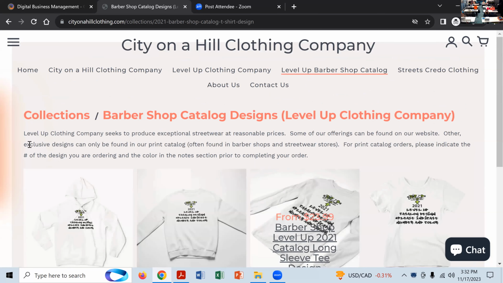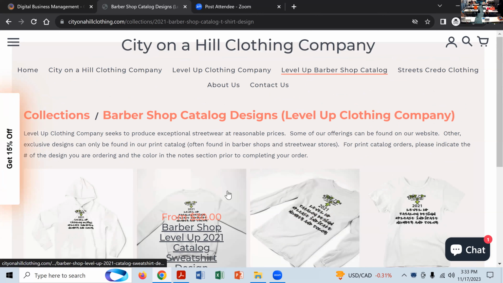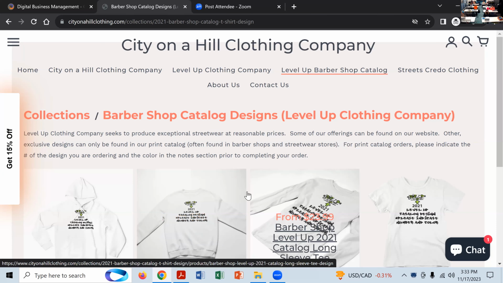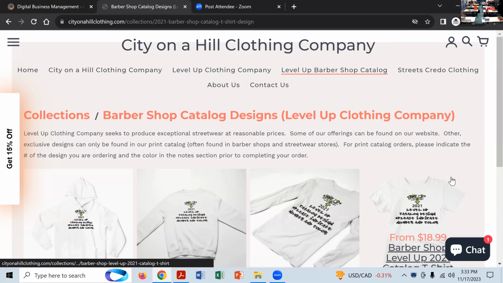And then here's one, okay. Level Up Clothing Company seeks to produce exceptional streetwear at reasonable prices. This is boring, right? Some of our offerings can be found on our website. Other exclusive designs can only be found in our print catalog. Blah, blah, blah. There's no personality here. There's no values. There's no connecting with the ideal client. So this page is a demonstration of what it's like to disappear into the gray.